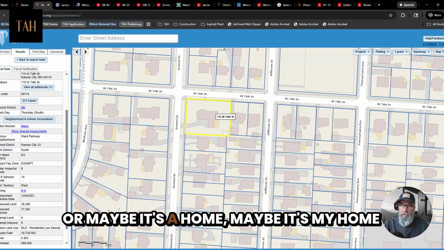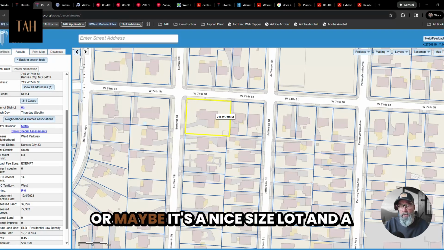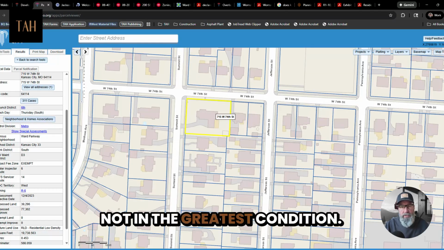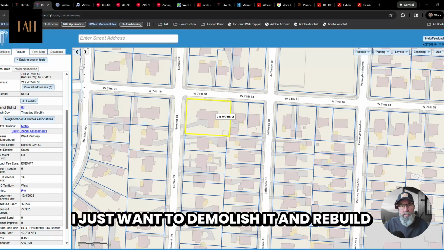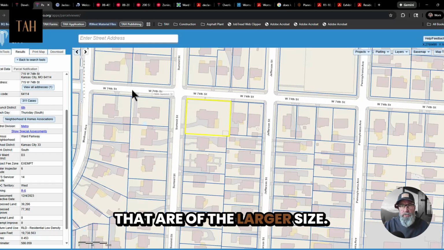Or maybe it's my home that I already own that I want to remodel, or maybe it's a nice sized lot in a really good location, but the home is not in the greatest condition. I just want to demolish it and rebuild it. So again, this research is for projects that are of the larger size.